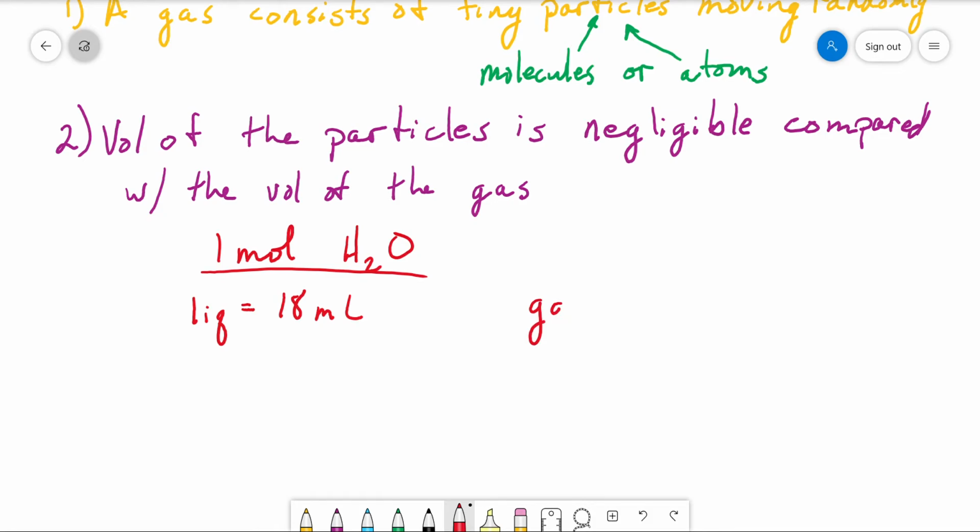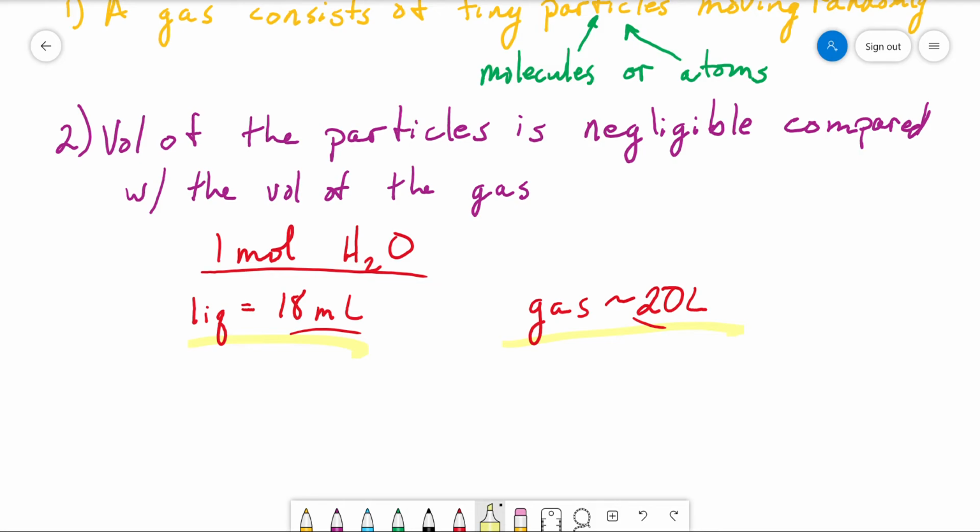As a gas, I'm just going to give you a rough idea of what it is. It's about 20 liters, and that's actually, well, let's not worry about temperature right now. But if you look at that, that's about 20 milliliters to 20 liters. That's a 1,000-fold difference in volume. So if we say that in the liquid the molecules are touching, and in the gas they're not, they've basically separated themselves 1,000 times further apart than they were before.